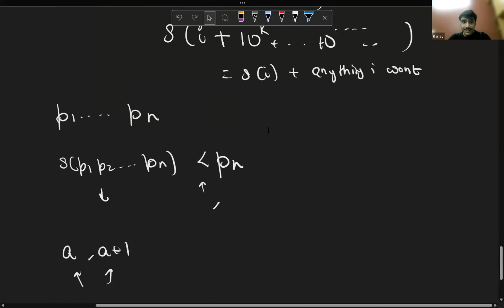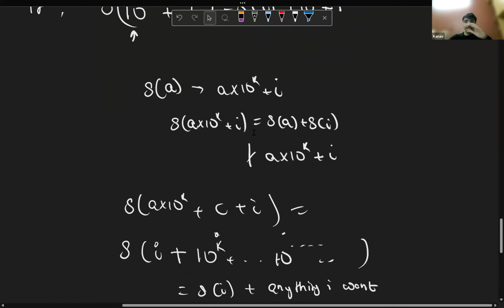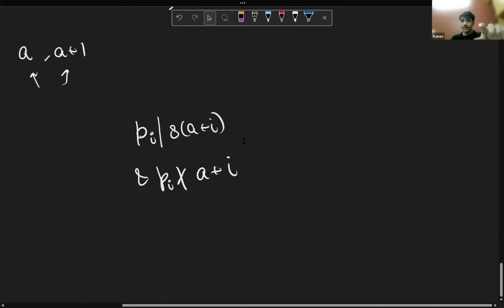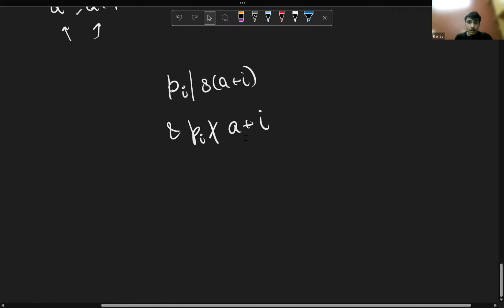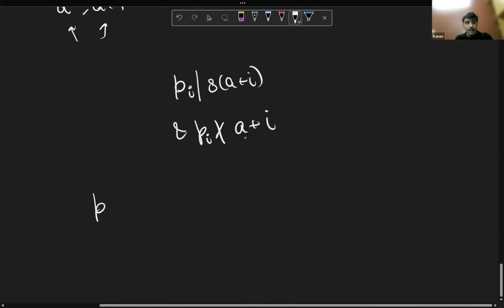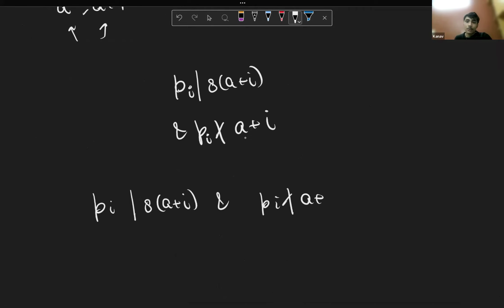So basically all of these things that we were trying to do initially, trying to add constants and trying to vary cases so that divisibility doesn't work out, all would inherently need this argument. Just because we want to force all of the divisibilities to fail, we just do this very nice argument. We force P_i to divide S of a plus i and P_i to not divide a plus i. We choose this for all i.